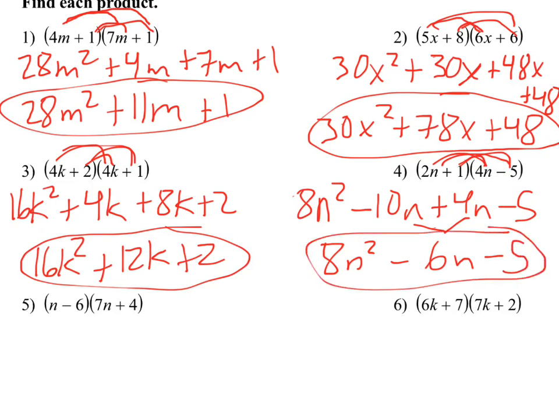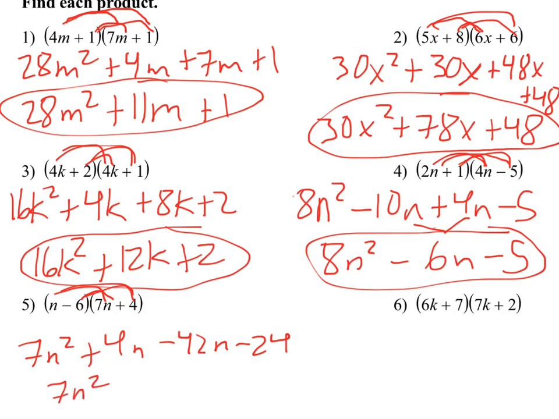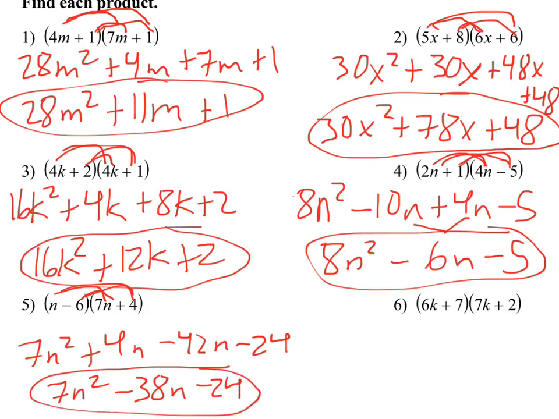That one's done. Moving on to the next one, n times everything that's inside there, you'll get 7n squared plus 4n. Negative 6 times both of those will give you negative 42n, and then subtract 24. Now you combine the inside stuff, you'll get 7n squared. 4n minus 42n will give me negative 38n, and then minus 24 on the end. And you get this guy.